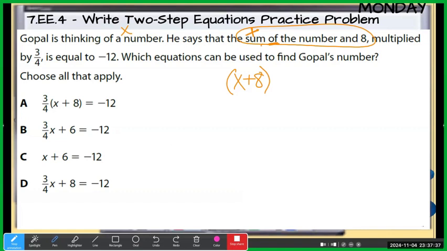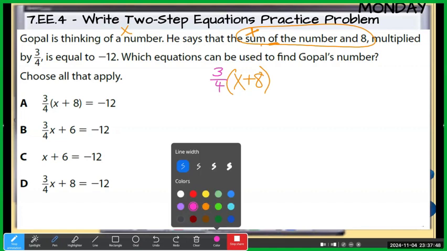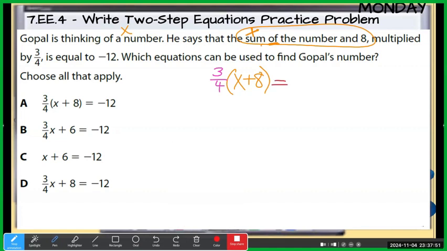Stop right there. They said sum of, that's why we had to put in parentheses. I need to know all of that is gonna be multiplied by 3/4. Keep reading. It's equal to -12.